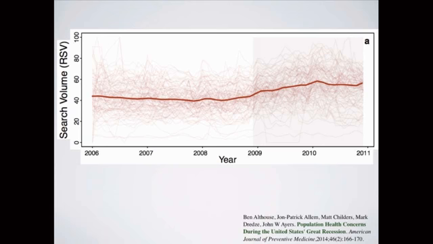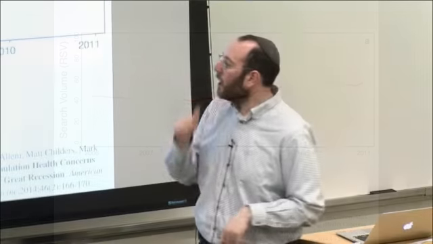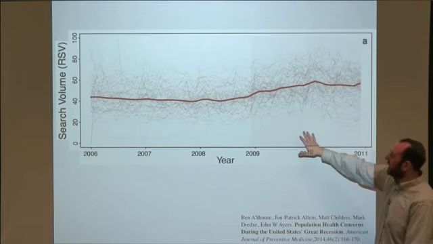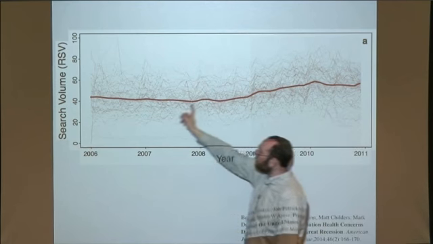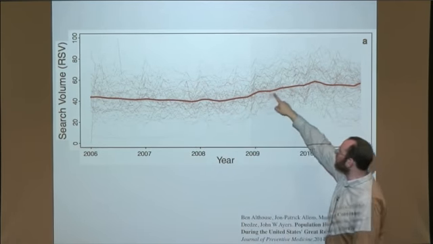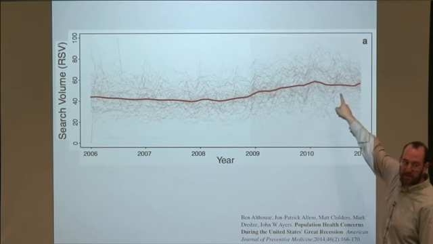So let me show you what this actually looks like. Every one of these lines is one of those 100 queries. So you see any given query has a lot of variance to it. But if you look at the trend over time, this gray area here is the recession. You can see that before the recession, it goes up and down a little bit over time, but there's a really noticeable uptick during the recession here.